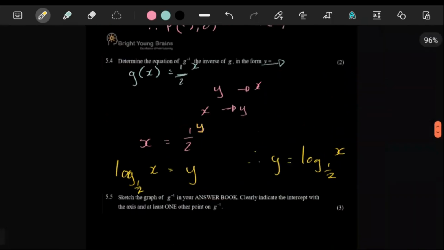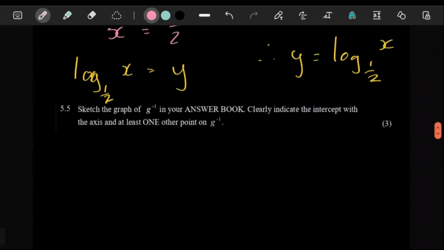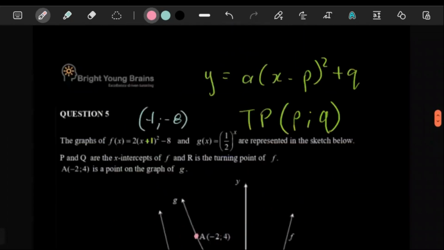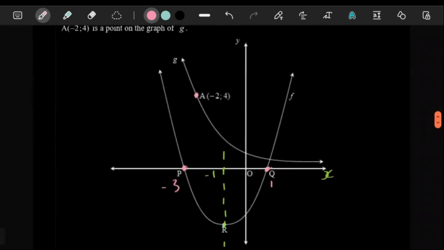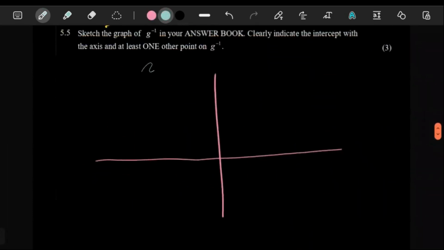5.5 is a 3-mark question. This 3-mark question says we should sketch the graph of the inverse, right? So sketching the graph of the inverse is not going to be difficult at all. The reason why is because as long as you have the original picture, your life will always be good. Because if we just draw this original picture on our sketch, drawing the inverse will be easy.